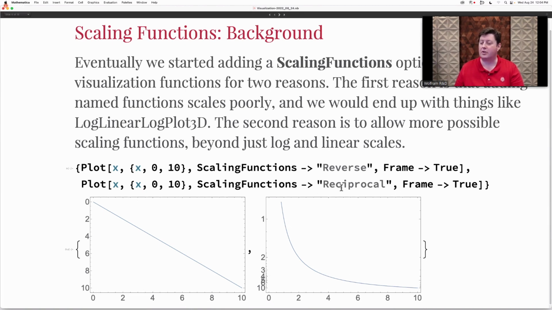And the other one is Reciprocal, which basically does what it sounds like. So it places 1 at 1 and 2 at 1/2 and 3 at 1/3 and so on. And so it expands out things a little bit around 1 and compresses things that are farther away from 1. And so for several versions, these have been sort of the main built-in scaling functions that we've had: log scales, reverse, and reciprocal.